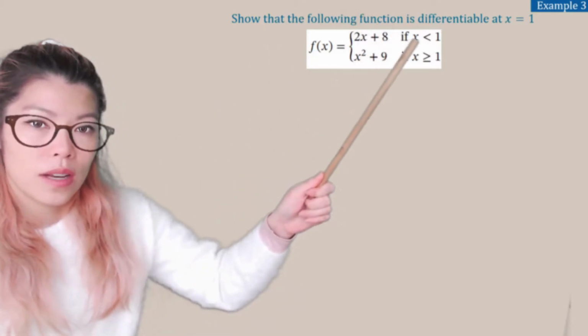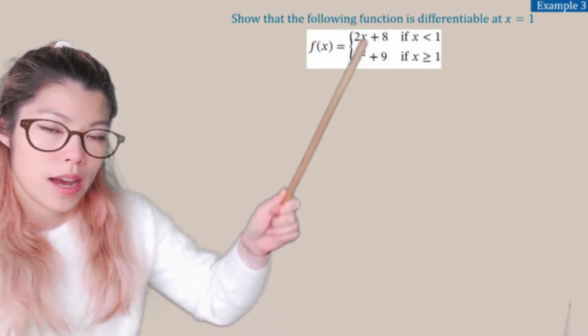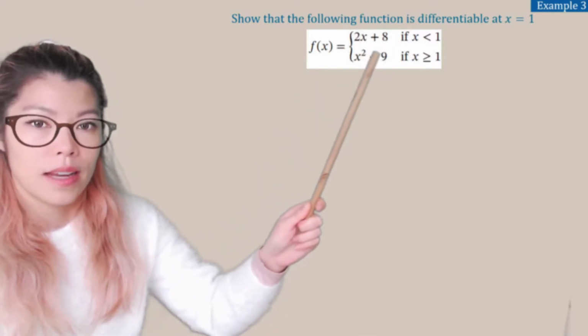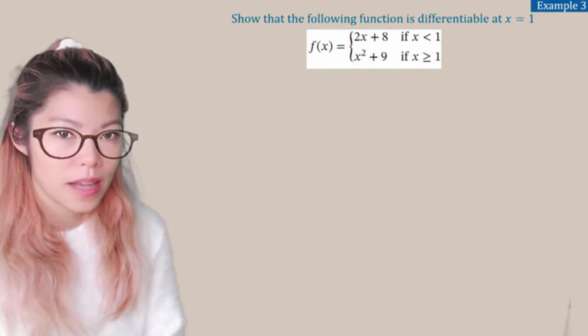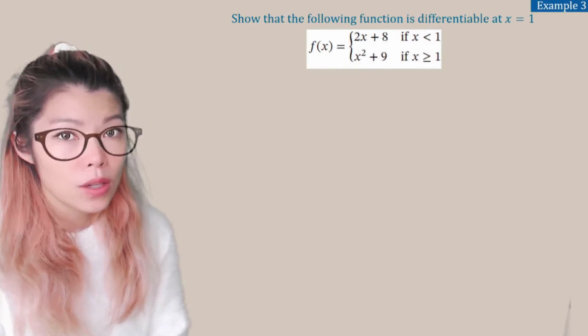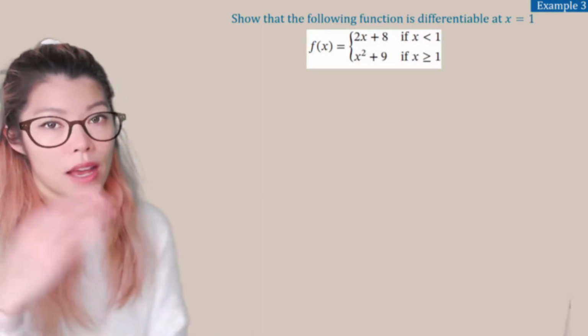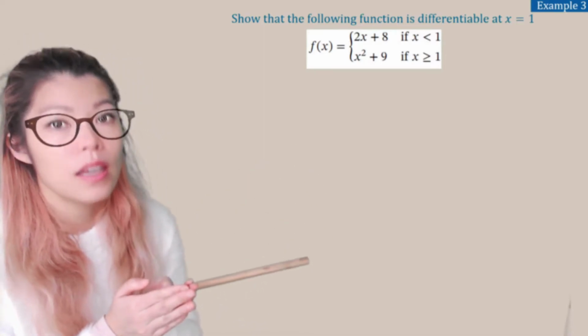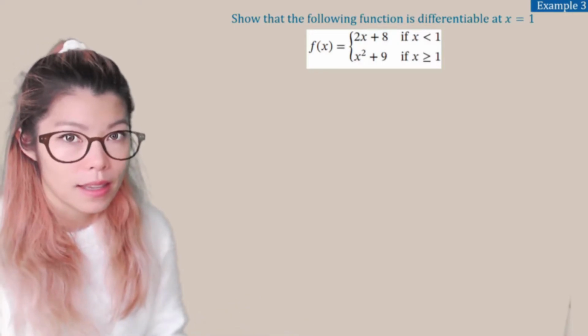So x equals 1 is the point where the two lines meet. From the left side, we're looking at 2x plus 8, and from the right side, we have x squared plus 9. Now, do you remember limits? How do you show whether a limit exists? You say the left limit, the right limit. If they're equal, the limit exists. If they're not equal, the limit doesn't exist.